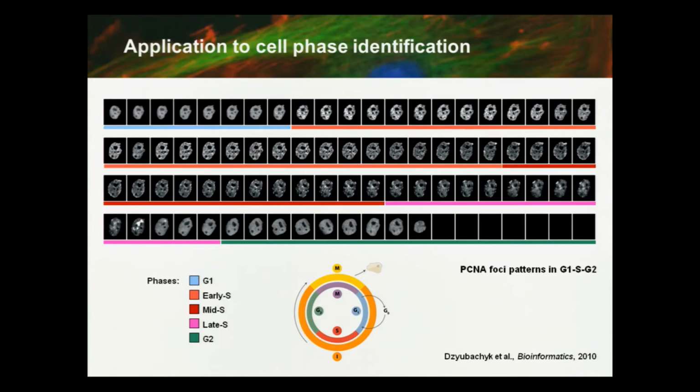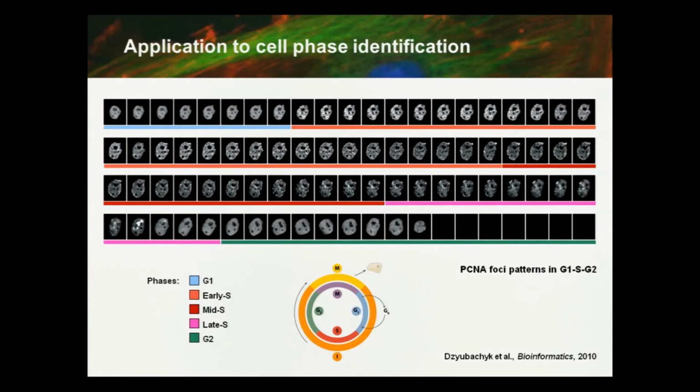You know that the cell cycle has many phases. And when you use PCNA, you really get distinct patterns in each phase. And you can use that to automatically find them. And if you do this for many cells, you can try to align the cell phases and see if there's any interesting statistics going on there.